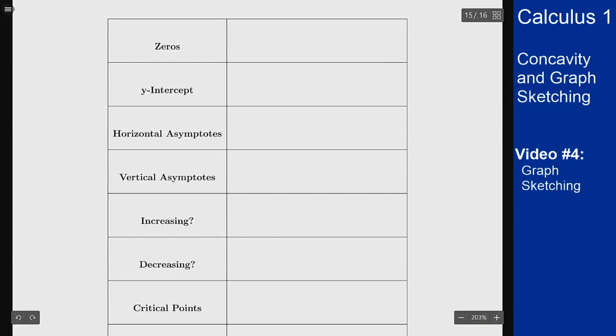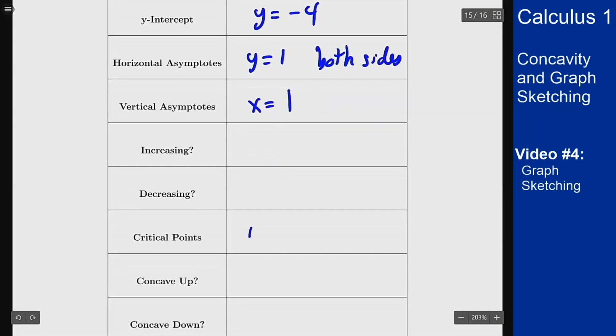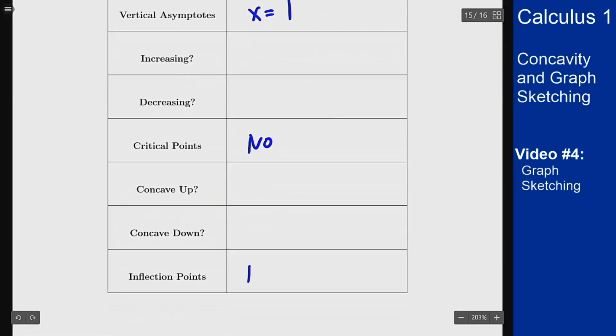We know there's a 0 at x equals minus 4. The y-intercept is at y equals minus 4. For the asymptotes, we have an asymptote at y equals 1 on both sides. And we have a vertical asymptote at x equals 1. We saw there were no critical points, and there's no inflection point.